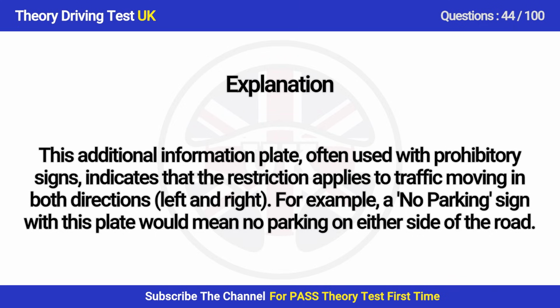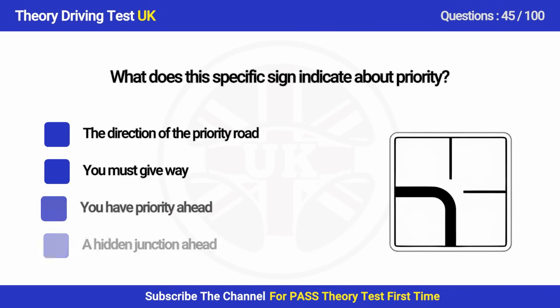Question 45. What does this specific sign indicate about priority? A. The direction of the priority road. B. You must give way. C. You have priority ahead. D. A hidden junction ahead.